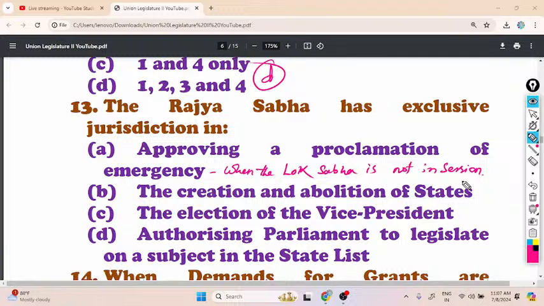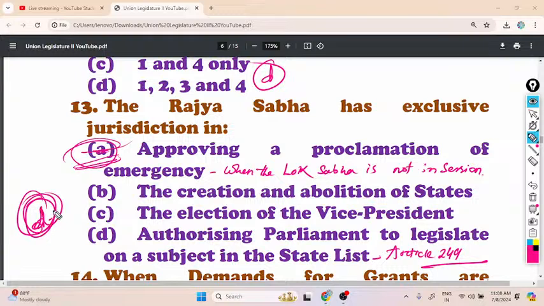The creation and abolition of a state is the responsibility of both the houses. The election of the Vice President, where all members of both the houses participate, is under Article 66 of the Constitution. Authorizing Parliament to legislate on a subject in the state list is a special power here. Article 249 says that Parliament can legislate on any matter mentioned in the state list if Rajya Sabha passes a resolution to that effect by special majority. Got it? The creation and abolition of All India services is another power, and approval of proclamation of national emergency in case Lok Sabha is not in session is also a power, but it is not clearly mentioned here, therefore it is wrong. So option D will be correct.